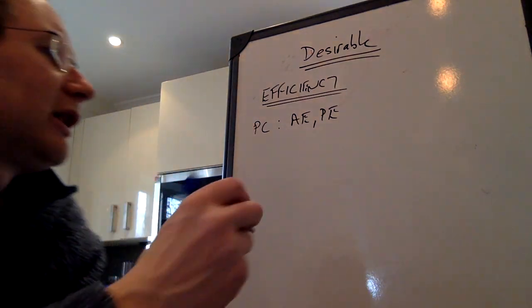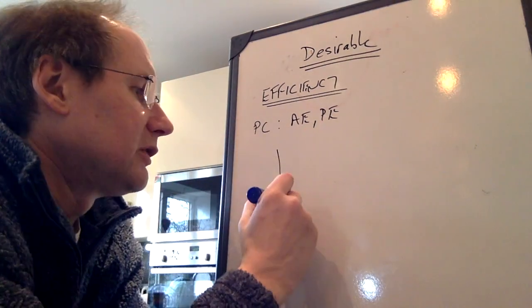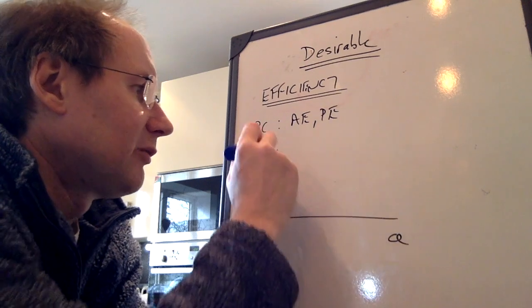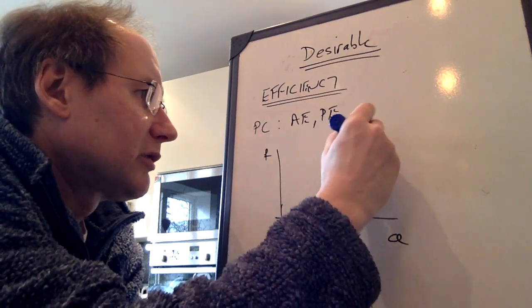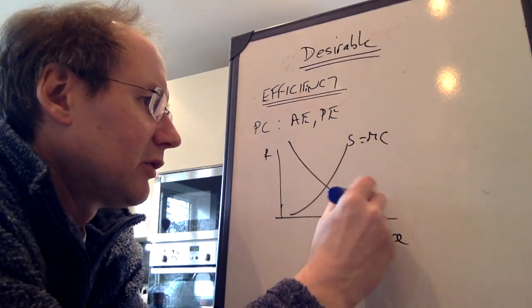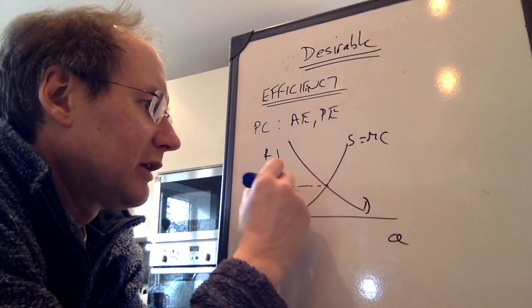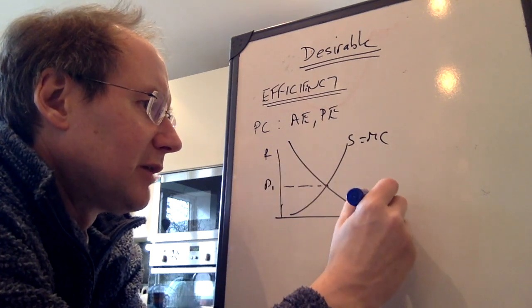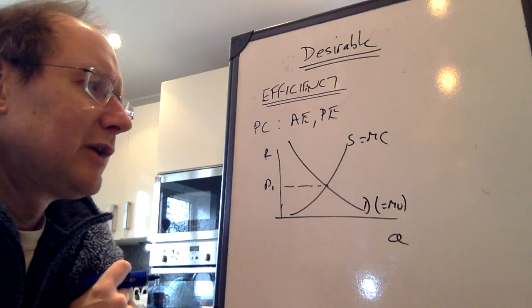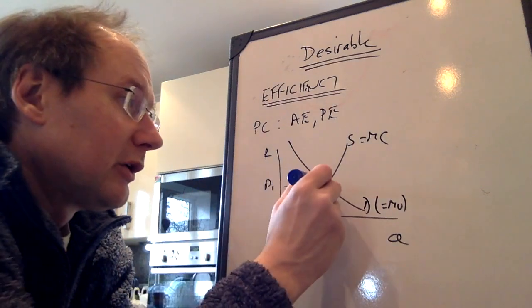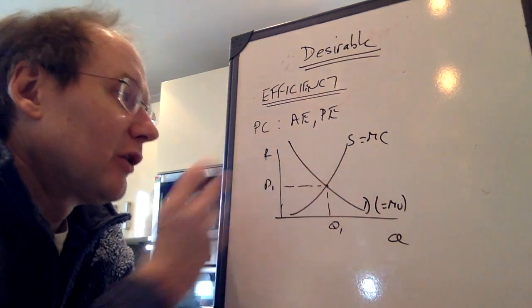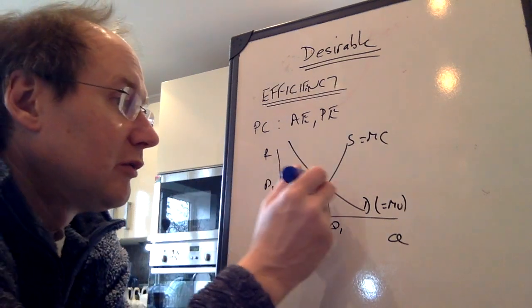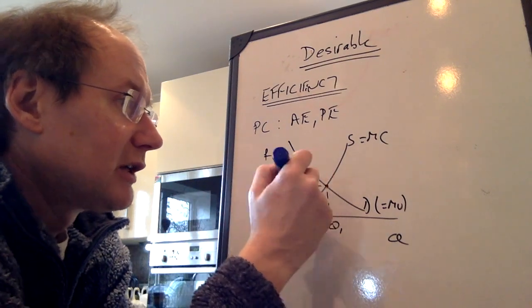So I start off by saying, let's look at perfect competition. Let's suppose this is the industry diagram, and we've got supply equals marginal cost. We've got demand there. That's the equilibrium price. We know from microeconomic theory that demand is marginal utility. So we know that the industry in perfect competition is allocatively efficient. Community surplus is maximised. Price equals marginal cost.